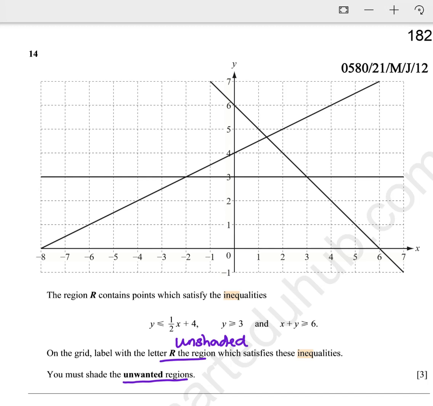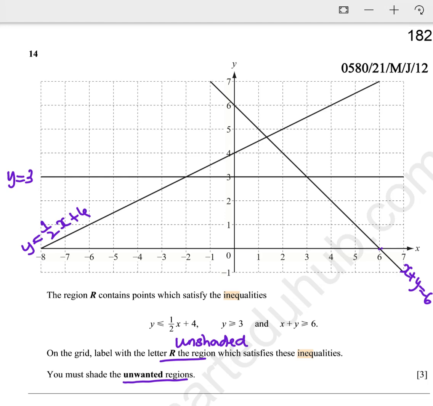So y is equal to 3 is very easy to identify. So that I'm going to do it first. So y equals 3 is my first equation that I've identified. Then x plus y equals 6. So this is the thing. X is 0, y is 6. So this is the equation x plus y equals 6, and obviously the last equation that is left is y equals half x plus 4.